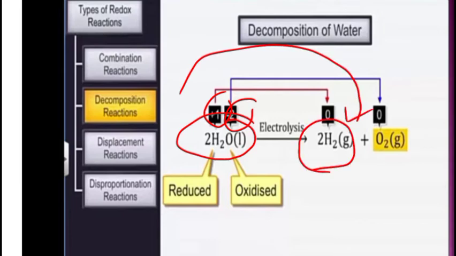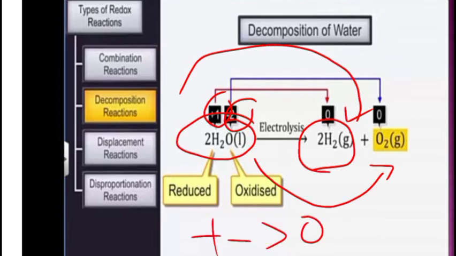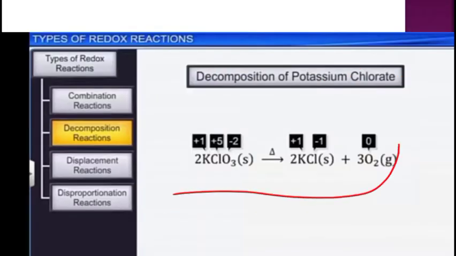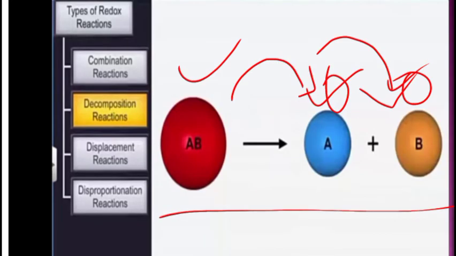From +1, hydrogen converted to 0 because it is in the elemental state. It is not an ion. From -2, oxygen is oxidized to 0. So both are in the elemental state. So +1 to 0 is reduced, and -2 to 0 is oxidized. So it is an example of a decomposition reaction. Another example here is KClO3. Such reactions are known as decomposition reactions.